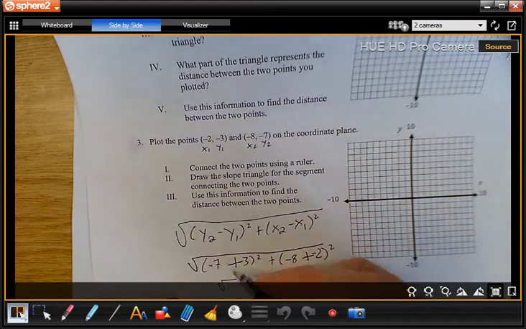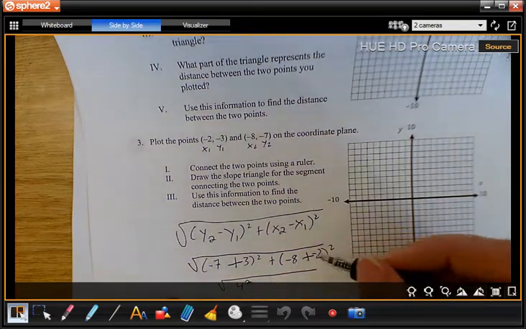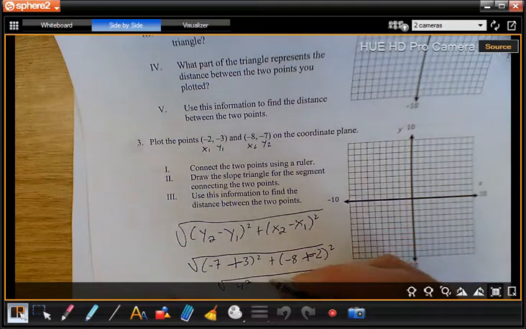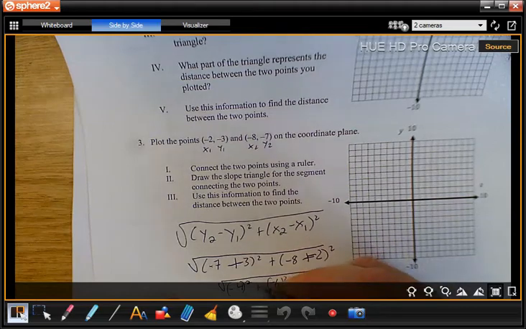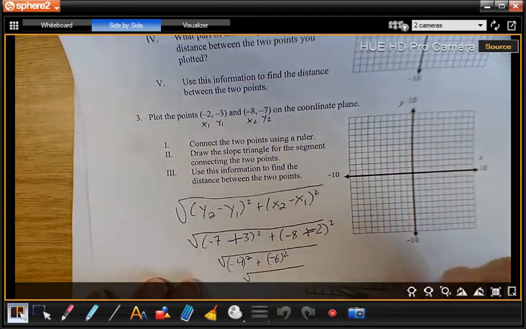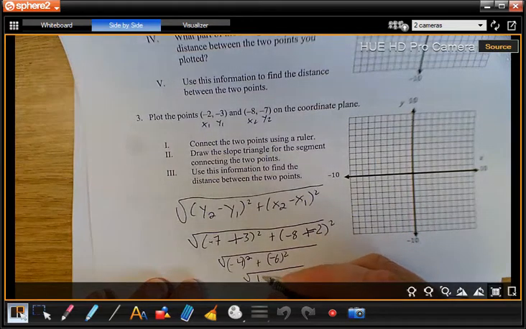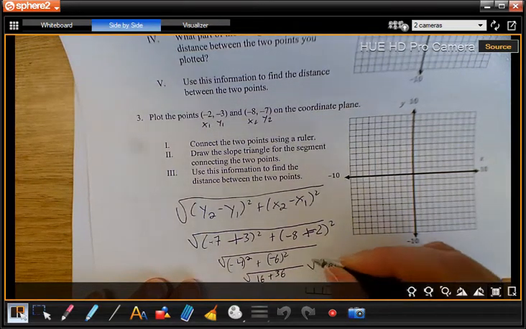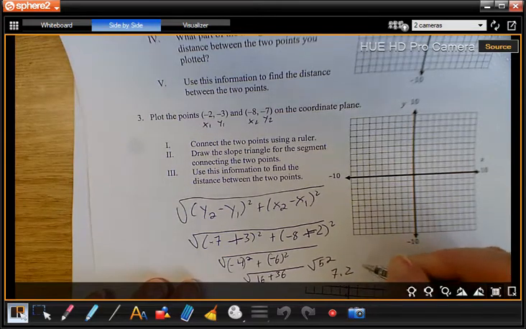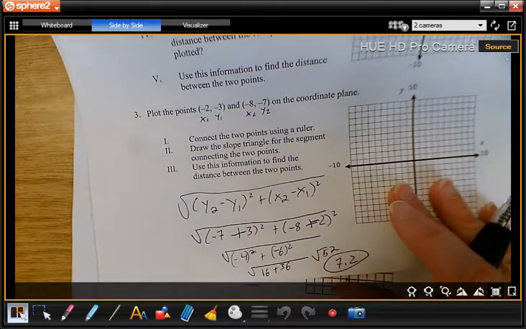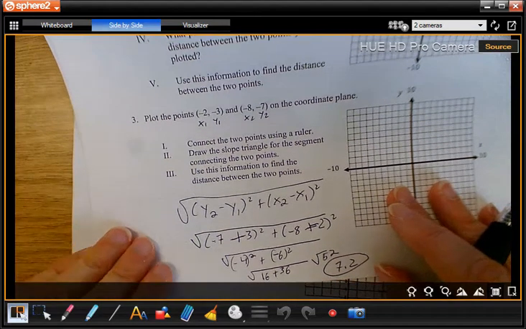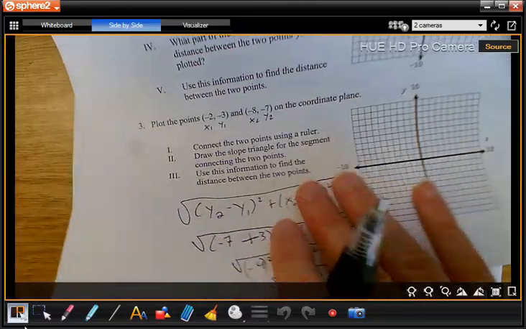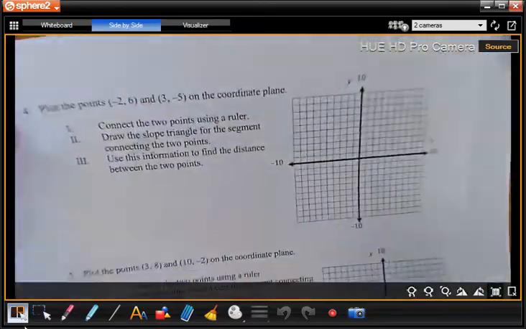And then we're going to get what we need. -7 plus 3 is 4 squared. -8 plus 2 is -6. But they're squared. Remember, the negatives don't matter when they're squared. So we're going to get the square root of 16 plus 36, which is the square root of 52, which gives us 7.2. Okay? So again, either way is just fine. You can use the graphic way or the equation way. So let's try one more of each.